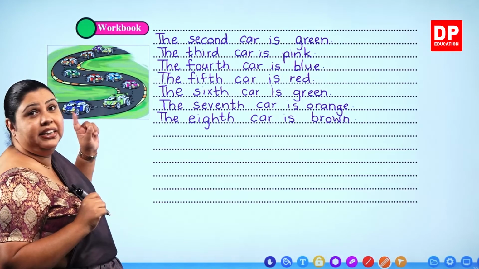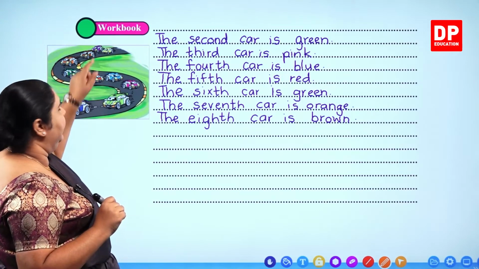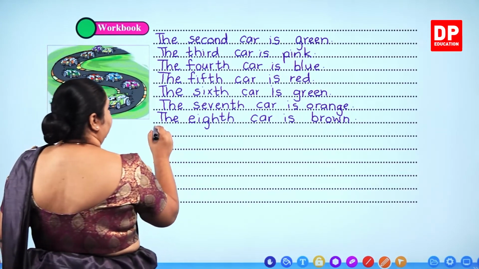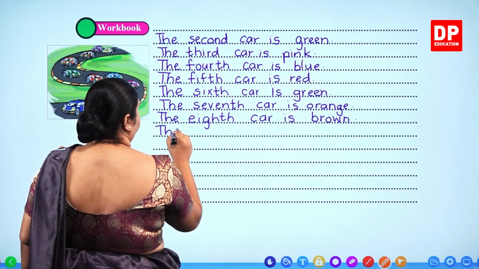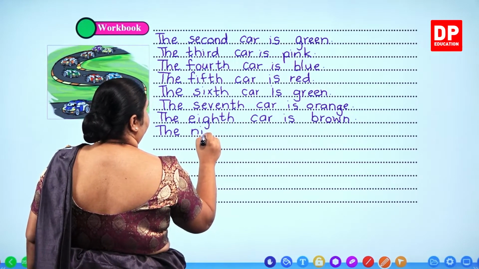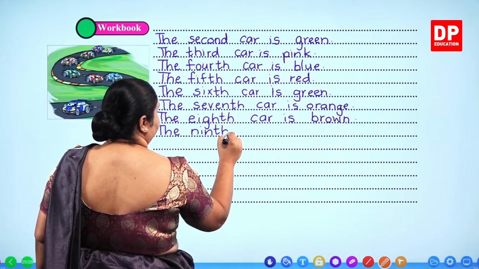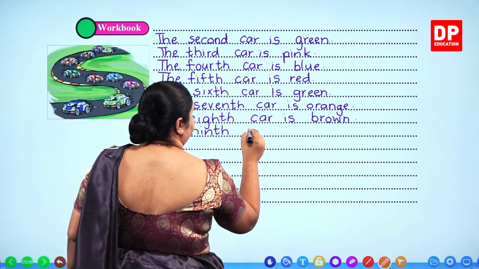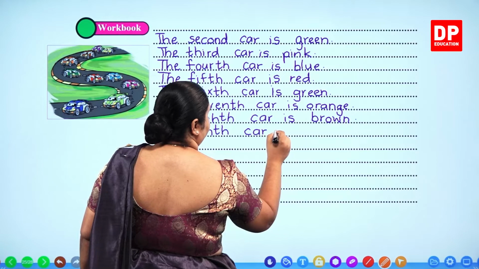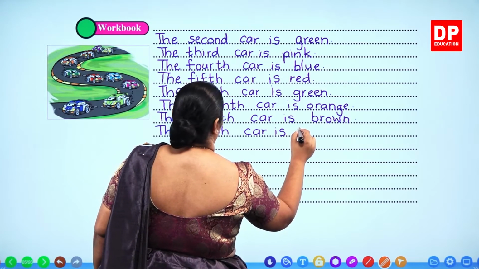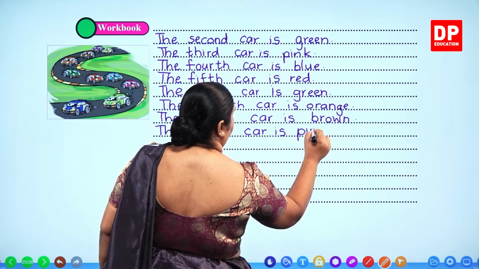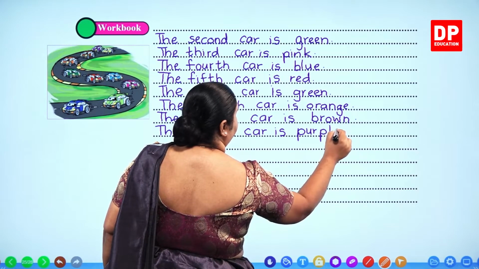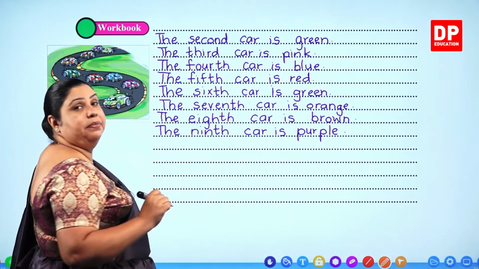Next one. The eighth one is brown. What about the ninth one? Over here, it's the purple car. The ninth. N-I-N-T-H. The ninth car is purple. P-U-R-P-L-E. The 9th car is purple.